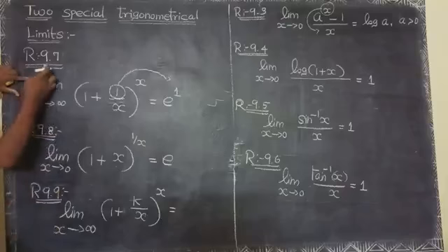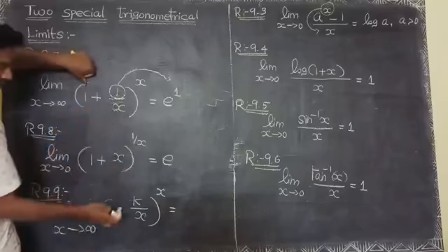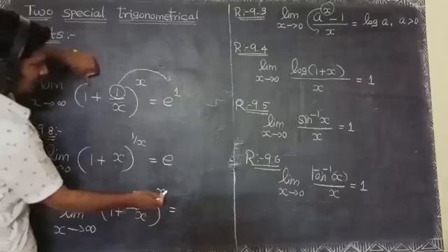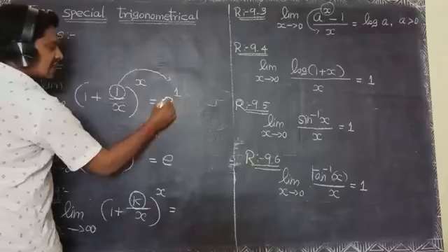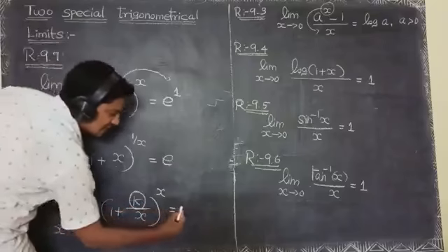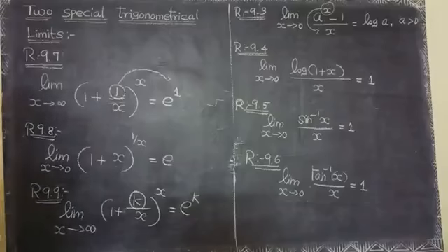Comparing 9.7 and 9.9, limit x approaches infinity of 1 plus some constant k divided by x, whole power x. When the numerator has 1, the result is e power 1; when the numerator has k, the result is e power k. Next, we prove some special trigonometry limits.